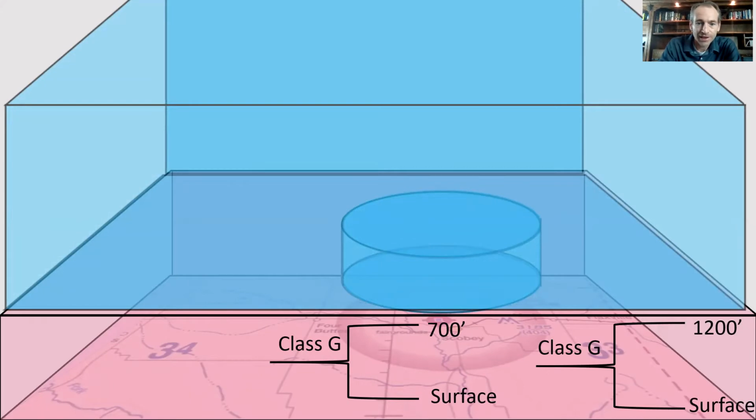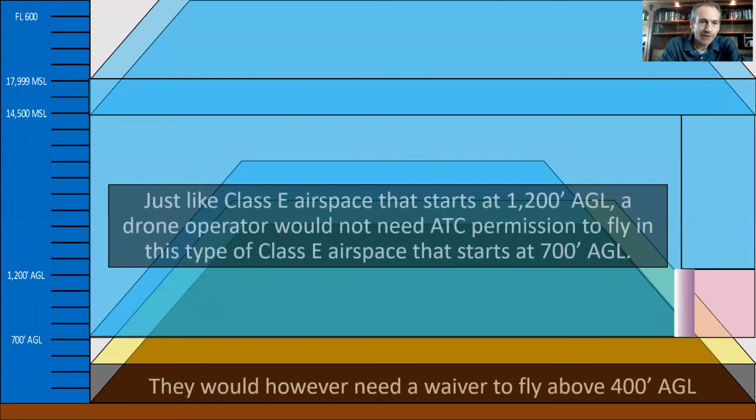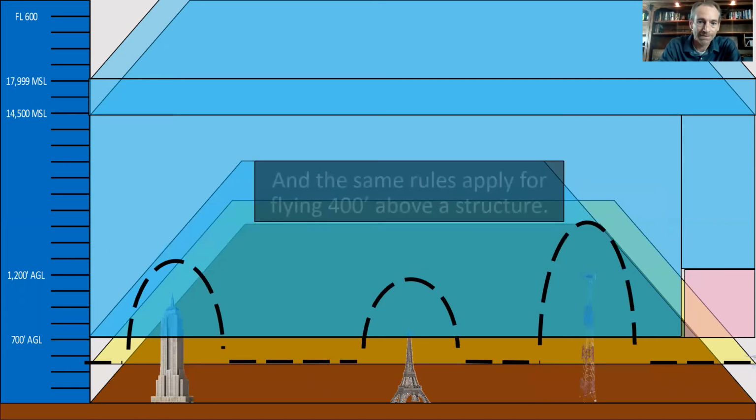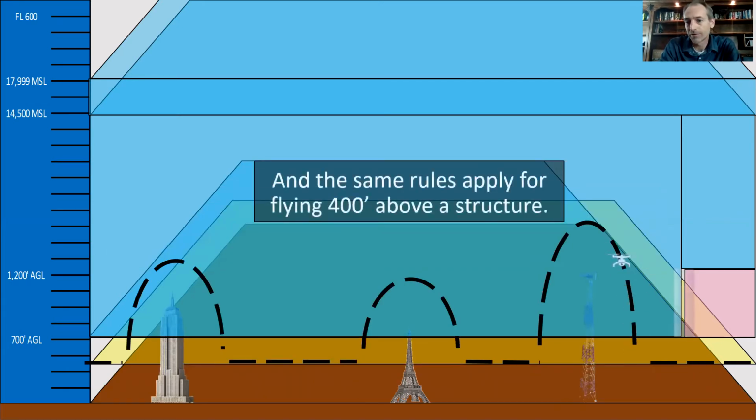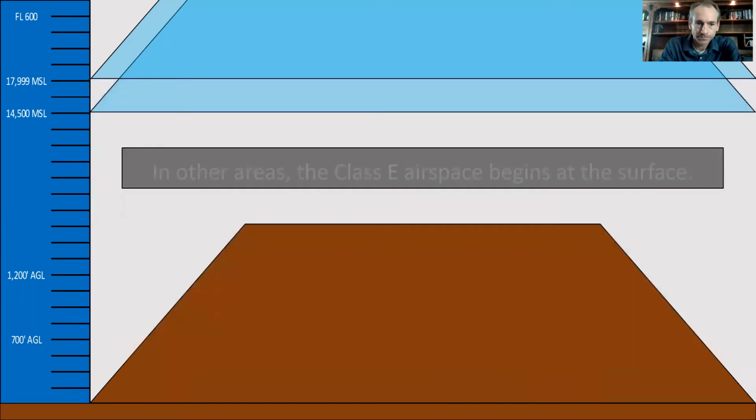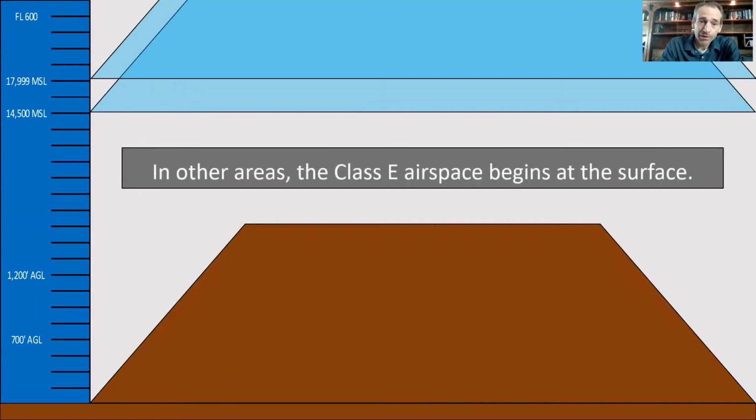So here's how the Class E and Class G stack up to each other. And just like Class E airspace that starts at 1,200 feet AGL, a drone operator would not need ATC permission to fly in this type of Class E airspace that starts at the 700-foot AGL mark. And of course, you still would need a waiver if you would be flying above 400 feet. And the same rules apply for flying 400 feet above a structure. If that structure breaks into that Class E airspace, you're not going to need to have any special authorization. So in the other areas, Class E airspace is going to begin at the surface.